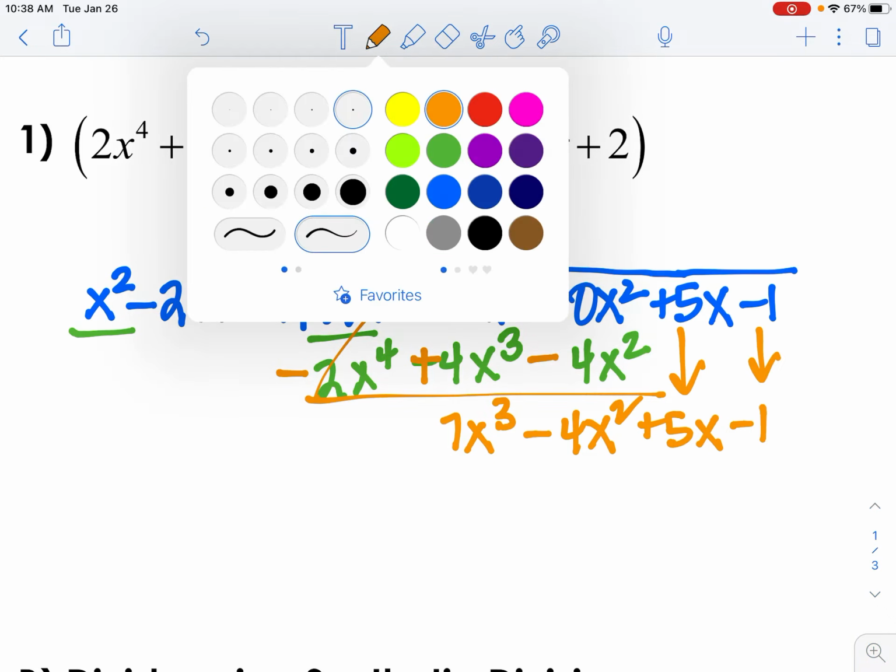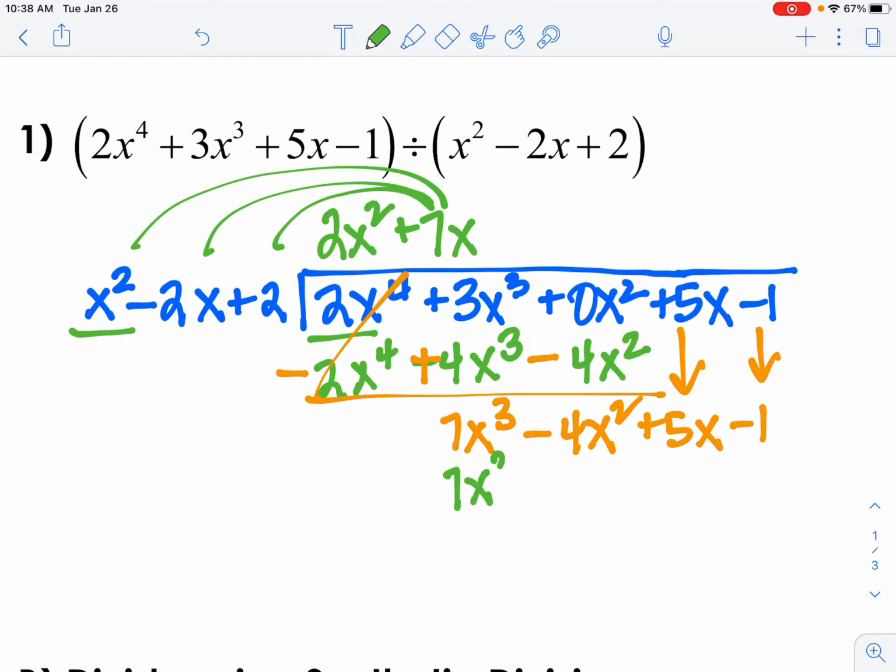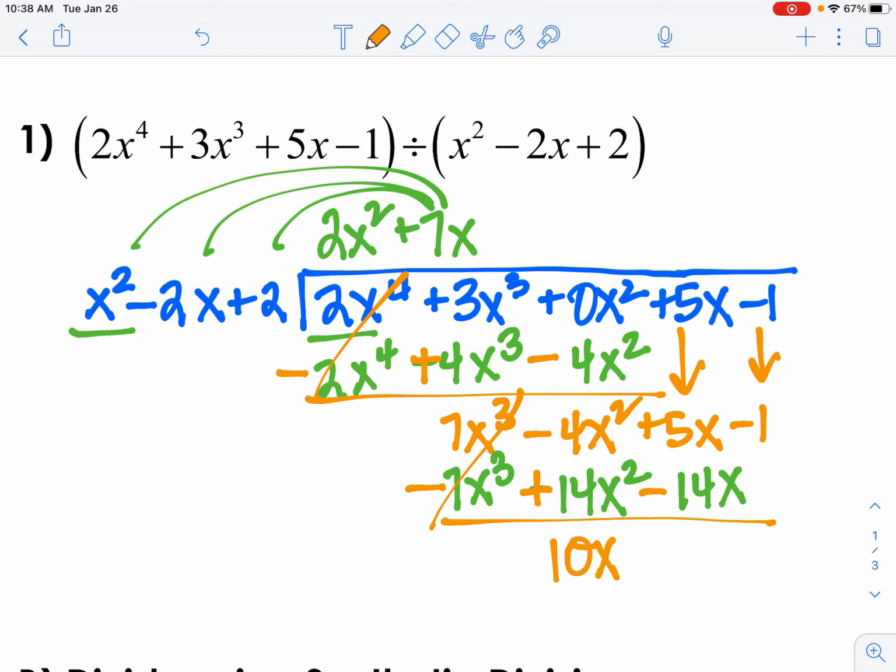Okay, what would I multiply x squared by to get 7x cubed? And that's positive 7x. So then I multiply. 7x times x squared is 7x to the third. 7x times negative 2x is negative 14x squared. And 7x times 2 is positive 14x. Now we change our signs. Make this one a negative. And add straight down. Those are gone. We get 10x squared minus 9x. Drop that down, minus 1.